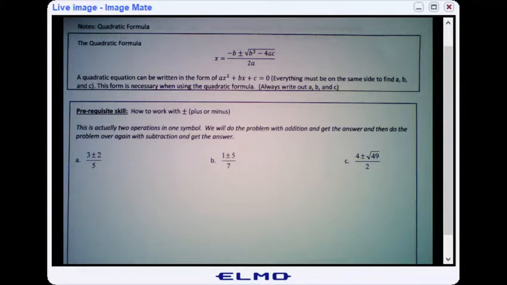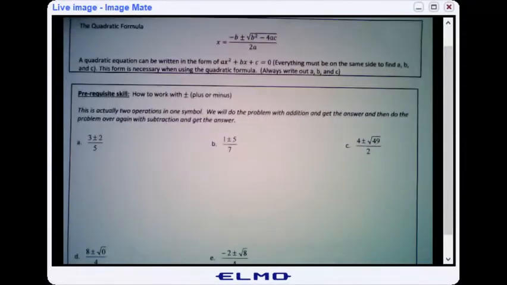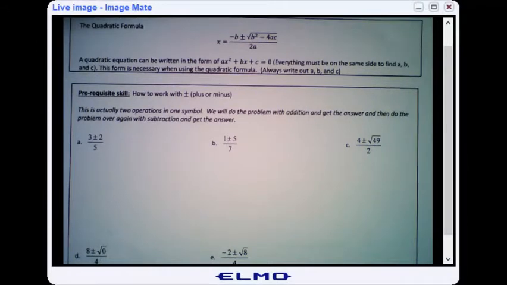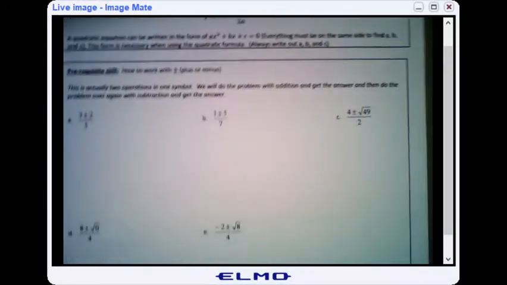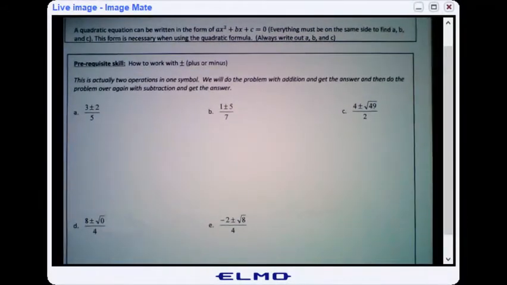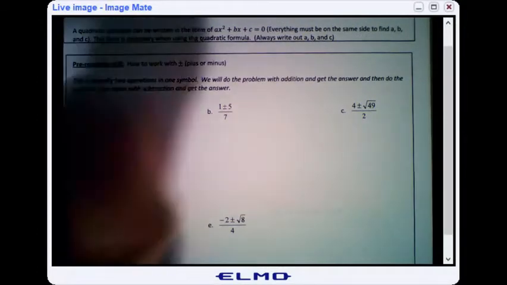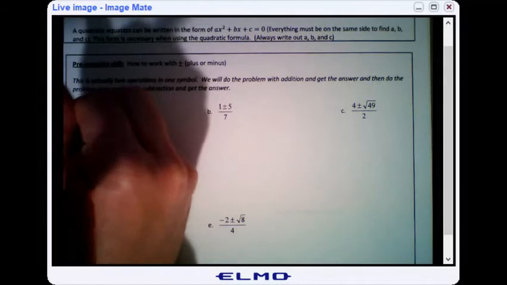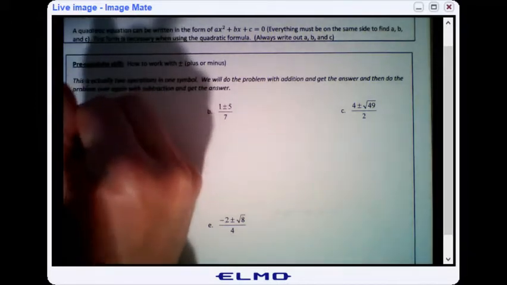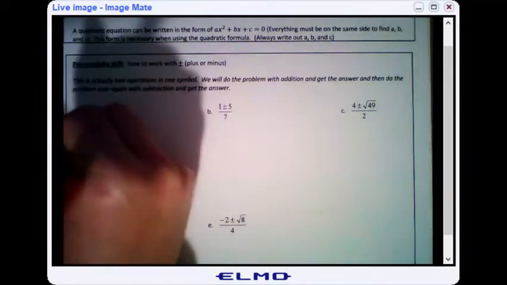Before we do that, we're going to talk about the plus or minus. We've talked about that slightly before, but we just want to review so that we remember. We actually have two problems in one when we have this plus or minus, and we're going to have to do the problem 2 times. So if we have 3 plus or minus 2 all being divided by 5, that means I've really got 3 plus 2 divided by 5 or 3 minus 2 divided by 5.